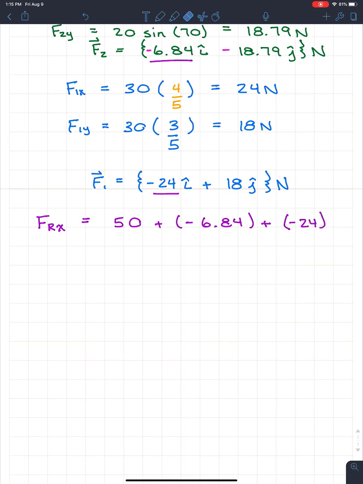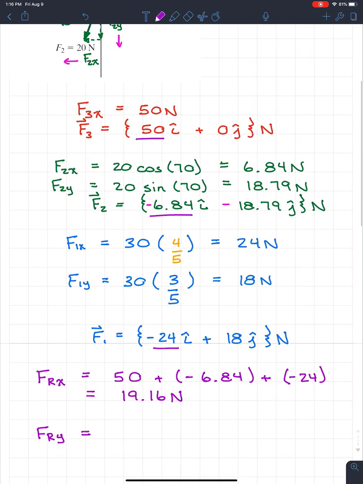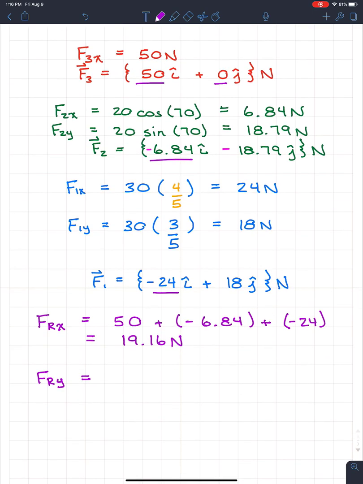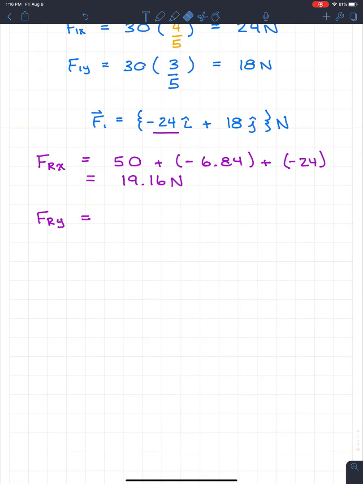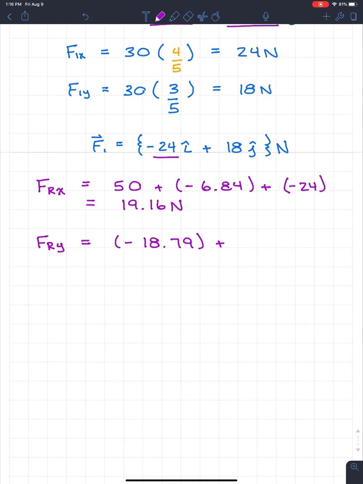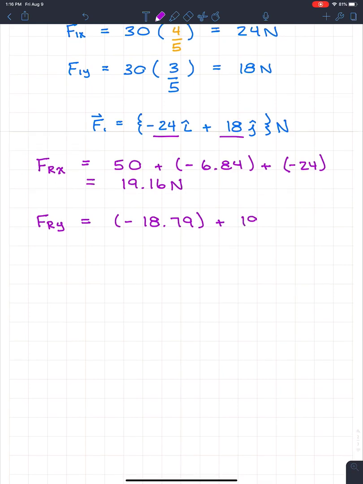So we now know that FRx is 19.16 newtons. Then we can do the same for FRy. It's going to be all the y components added together. The first one is 0, so we don't have to do anything. Looking at the second one, it's negative 18.79, so I'll just put it in brackets. Negative 18.79, plus, and then we look at our last one here, 18, so just plus 18. So we know that FRy is equal to negative 0.79 newtons. Easy as that.